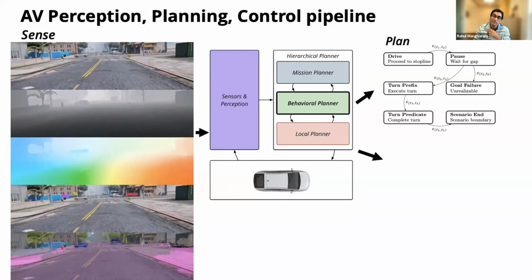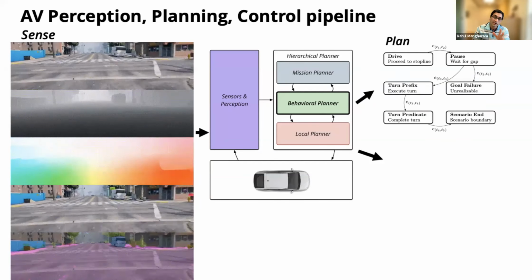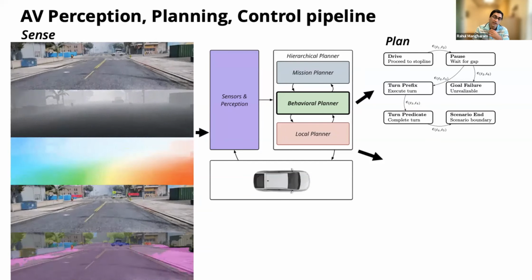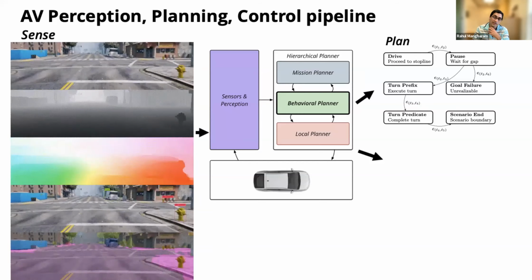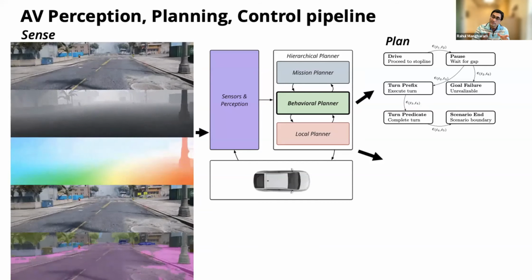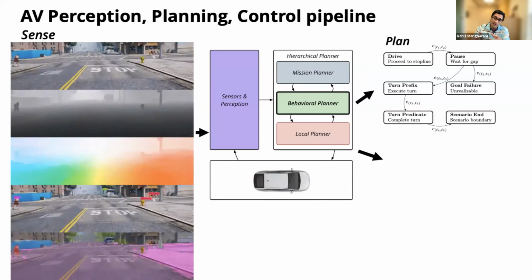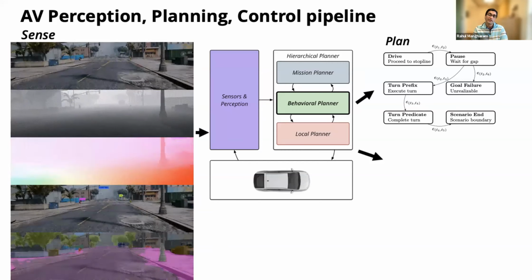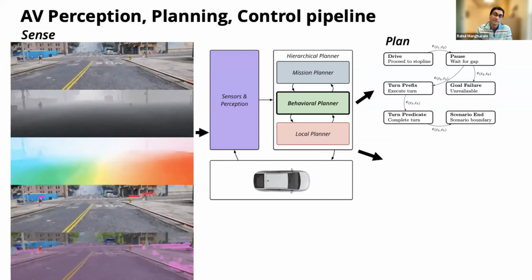So the behavioral planner, on the other hand, says, okay, well, in order to get to I-95, I need to get onto this on-ramp over here. And I need to basically shift into the right lane or the left lane. And so it's making these discrete choices.